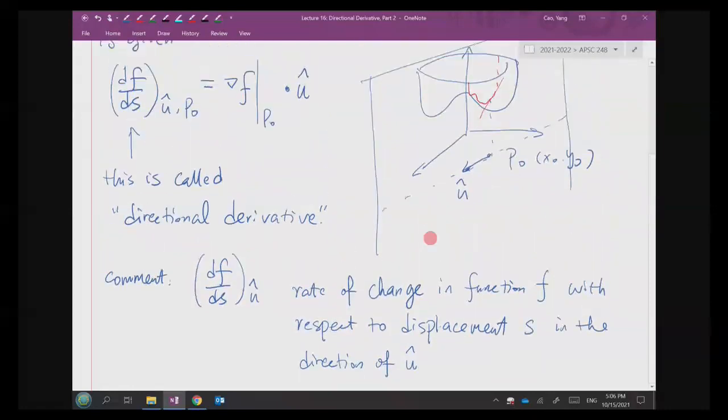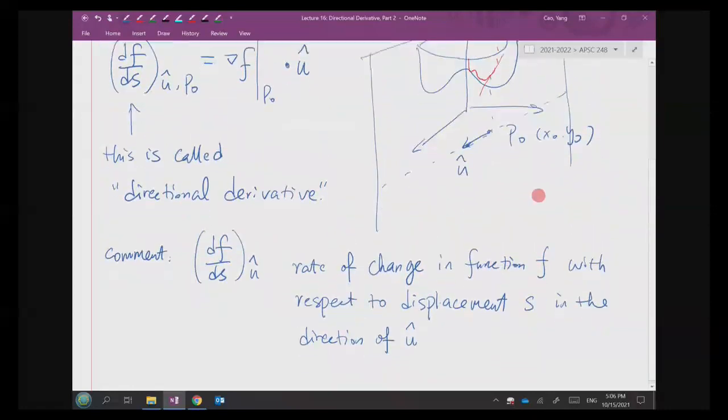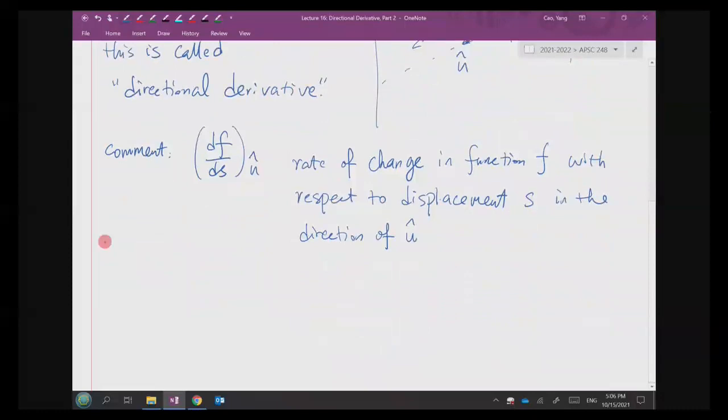Let's get back to this computation formula. We'll look at a couple of examples. Now, I need to give you an alternative formula for the directional derivative, very much like the definition for a single variable function. Alternatively, this df over ds in the direction of u hat can be written using limit notation.